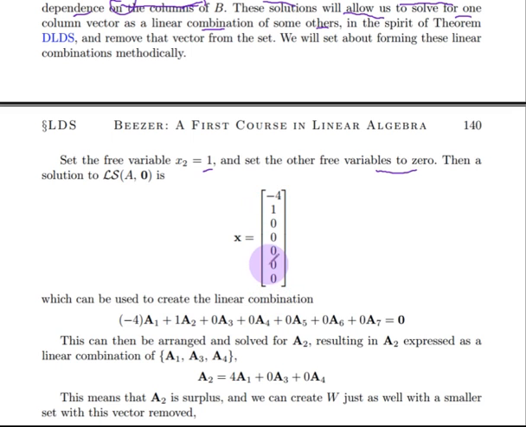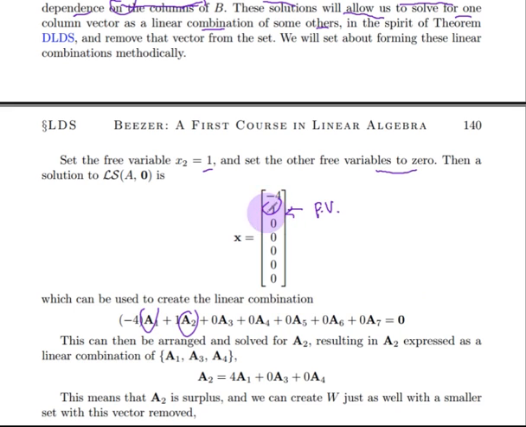Now look at the linear combination you have. This means that minus 4 times the first column, plus 1 times the second column, plus 0 times all other columns is equal to 0. Notice that this 1 came from the free variable column.